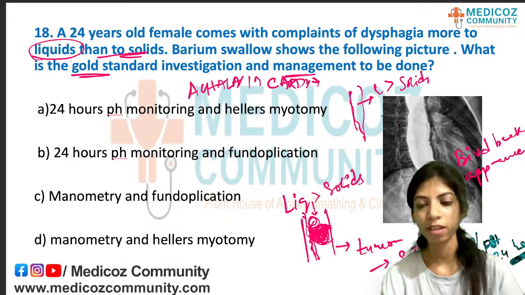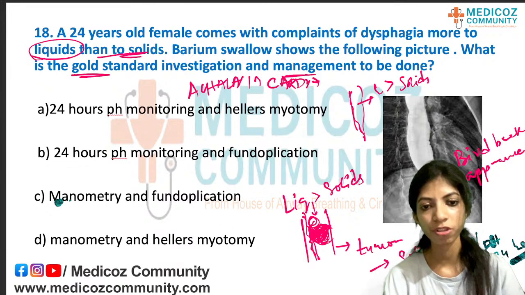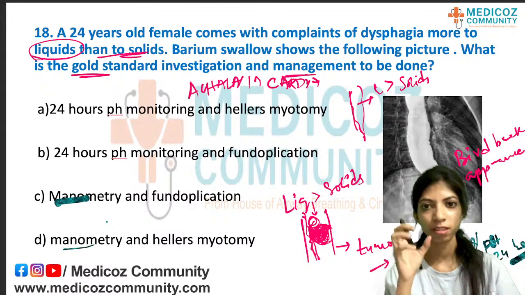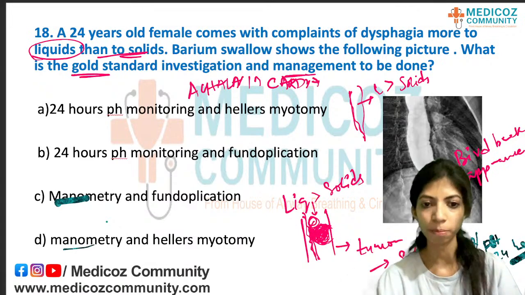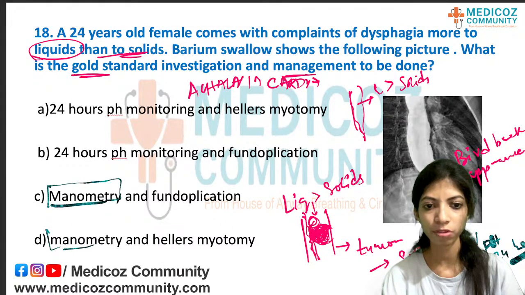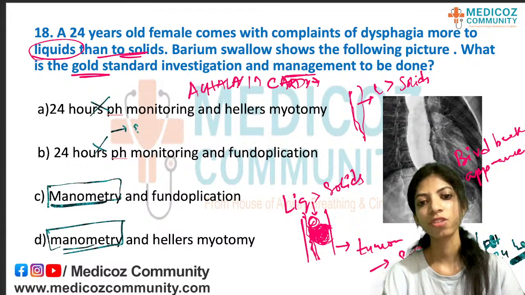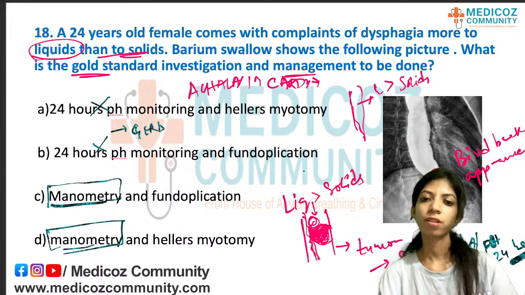But in case of Achalasia cardia, which is a hypomotility disorder, the motility here is decreased. So here what will you measure? You will measure the manometry, the pressure. Is the pressure proper to open up? So manometry is the gold standard investigation for this Achalasia cardia. So we have manometry in two of our options. You can eliminate the 24-hour pH monitoring, which is for GERD. This also might come as a question.